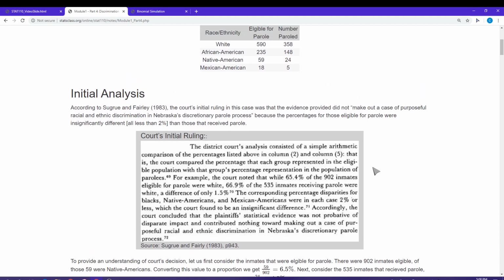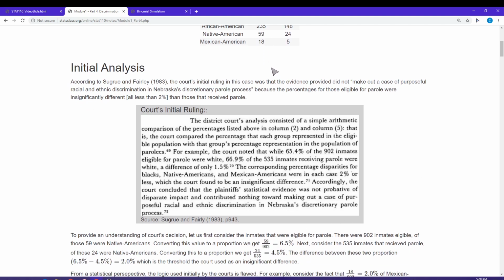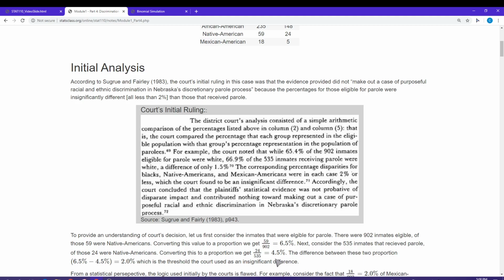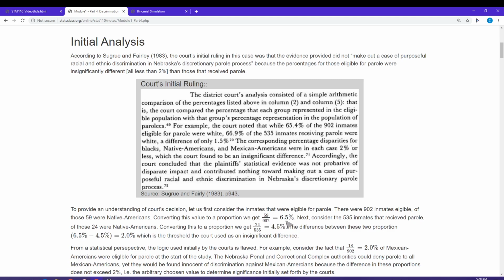Now, they also looked at that for the Native Americans and the Mexican Americans. If we took the 59, because there were 59 Native Americans, and divided by the 902, you would have 6.5%. And then they took the 24 and divided by the 535 that received parole, and you would get 4.5%. And they argued that that difference, which is 2%, was an insignificant difference. So being 2% off was not that much.